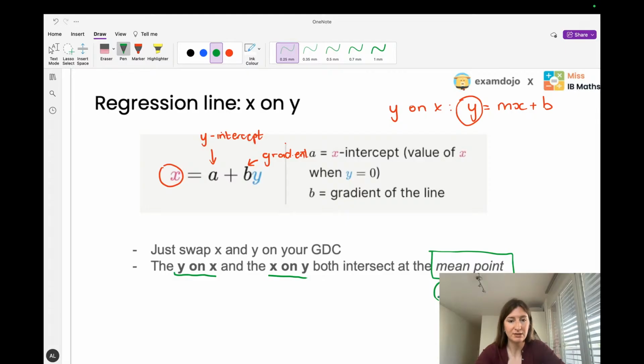They will both intersect. So it might look something like this. Your y on x line is like this, and your x on y is like that, and they will both intersect at your mean. So a question might say, find y on x, find x on y. They won't give you this hint that they intersect at the mean point, but they'll say, these two intersect at a point, what is that point? And you will find the mean value yourself. On the calculator, it's usually given. You can calculate it as well.